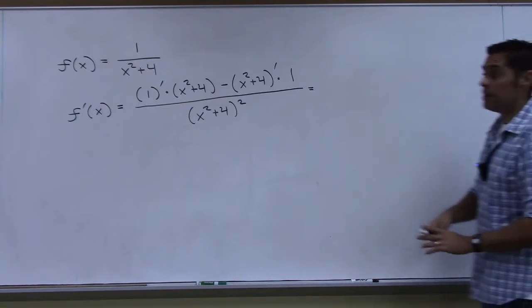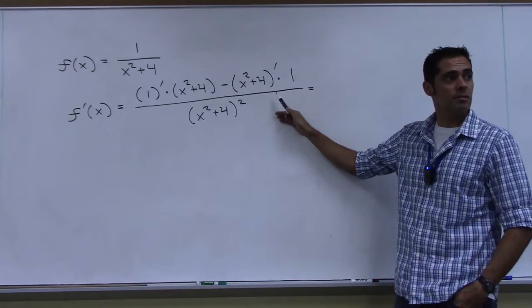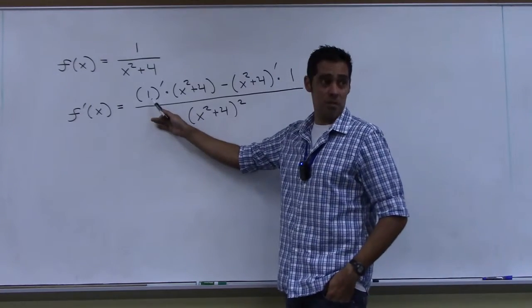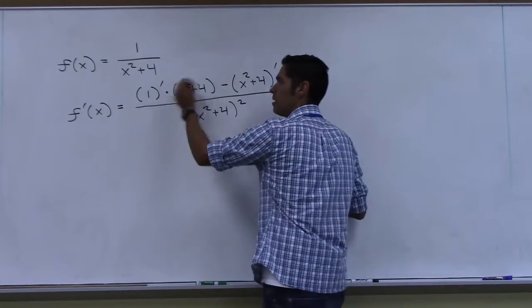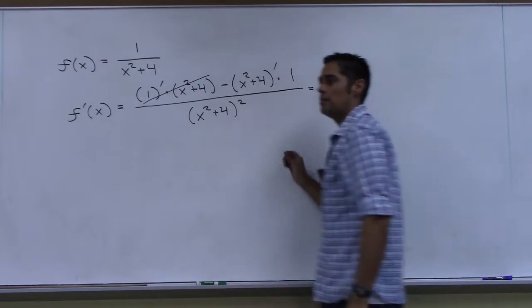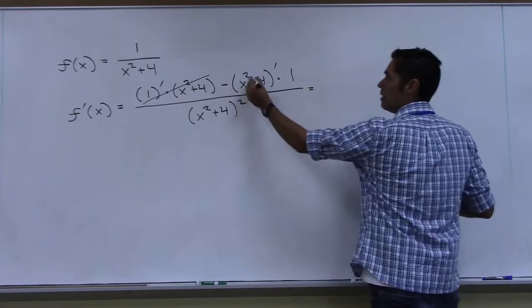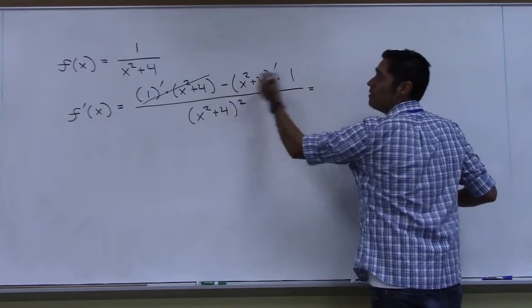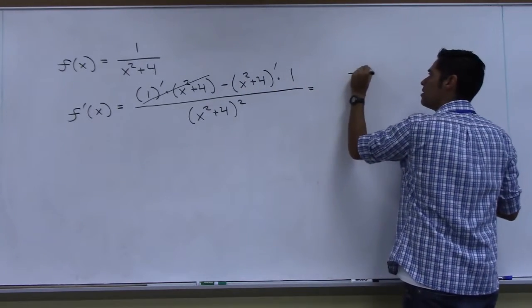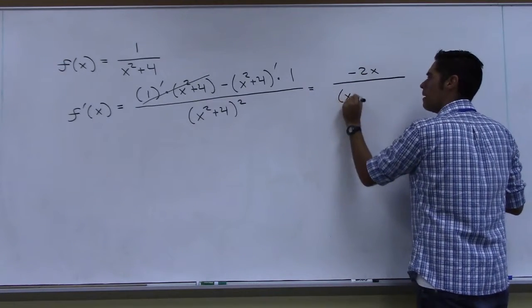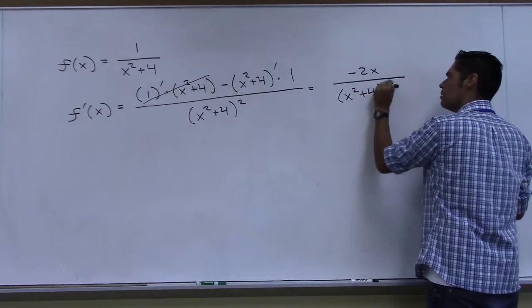What is the derivative? Are we okay on this? The derivative of 1 is 0, and that's going to kill off the entire left side. But you still have this, right? Negative 2x: the derivative of this is 2x, and then negative, and then times 1. So just negative 2x on top is all that's left, all over x squared plus 4 squared. That's it.